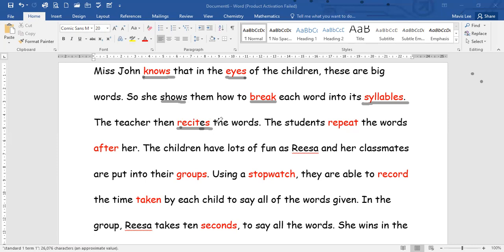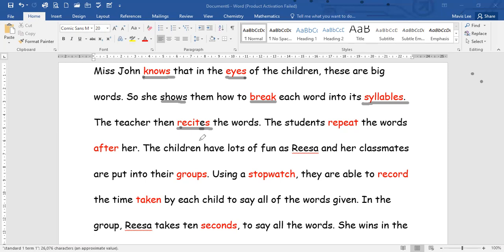Recites. To recite means to say something over and over, like a poem. Let's read that sentence. The teacher then recites the words. Read it again. The teacher then recites the words. So the teacher is going to say the word out first. That's how you learn. You have to listen to the word, what's called reciting, and then let's see what your part is. So the teacher in the class will recite the word, and let's see what the student will do.